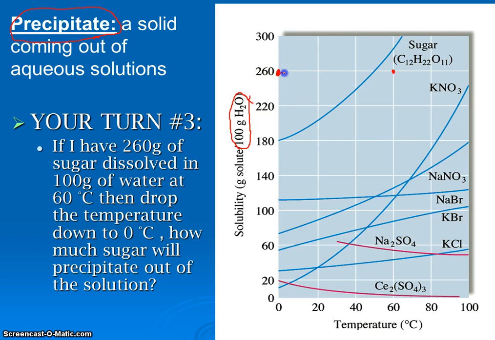Well, when I drop the temperature down, this is now the amount of sugar I have that is over the capacity at that lower temperature. So the difference between 260 and 180 is the amount of sugar that should come out of the solution once I bother that a little bit. And 80 grams then is the amount that should precipitate out, because that's how far over the capacity I am at that lower temperature.